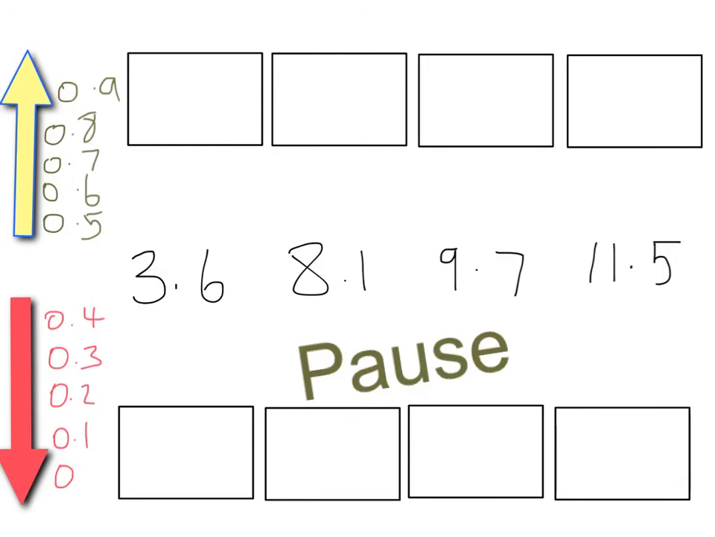If you're confident with how this rounding with decimal numbers works, pause this video now and have a go at rounding these four numbers to the nearest unit. Determine which units 3.6, 8.1, 9.7 and 11.5 fall between, and then use the tenths to decide whether to go up or down. Best of luck.